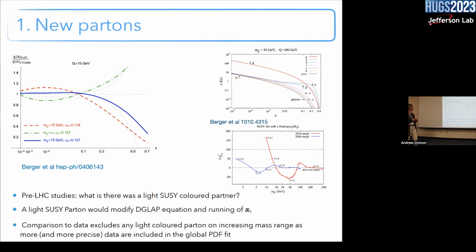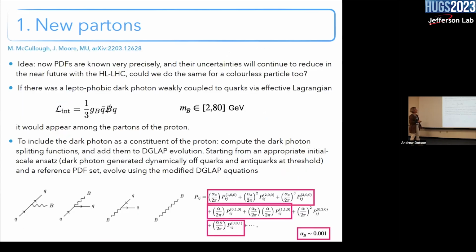There were these nice studies showing that if you have a light supersymmetric parton, this would modify the DGLAP equation and also the running of alpha strong, especially if it's a colored particle. So they were looking at gluino and squark. These would be colored particles that would change the renormalization group equation for alpha S and the DGLAP. And it was interesting because at the time, comparing to the data, they were excluding the very low mass ranges for supersymmetric particles, because they would have modified things so that the collinear picture would not have worked anymore. So that's a nice thing.